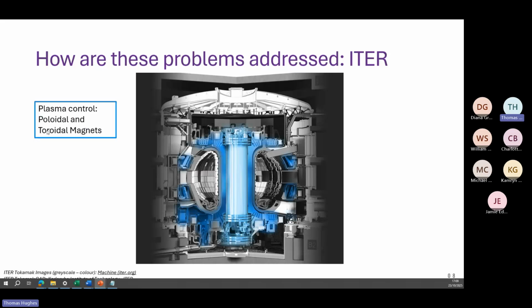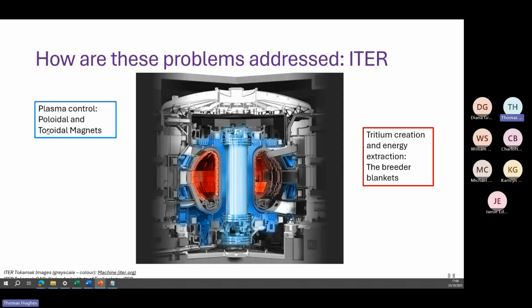So the first thing to look at is we've got lots of magnets. We've got essentially three sets of magnets. We've got the solenoid in the middle. We've got poloidal magnets that go around the edges, you can see the blue. And then the toroidal ones are the big D-shaped ones around the side.